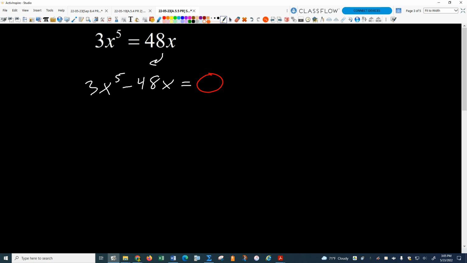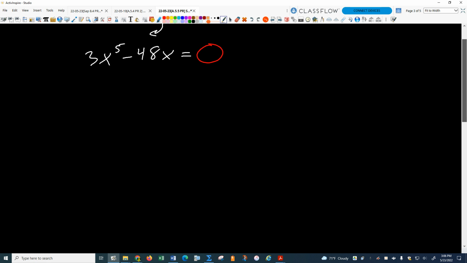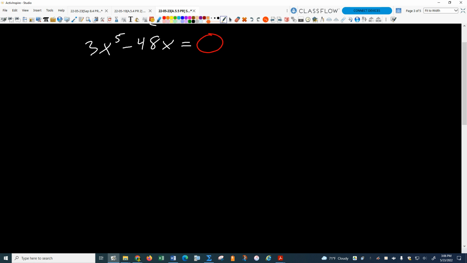Okay, now what? Now we've got to factor, right? When we're factoring, what do we always try to do first? It doesn't always work, but we always want to try to do something. Greatest common factor. Yeah, we want to see if we can undistribute a greatest common factor. Okay, can I? Is there a GCF here I could undistribute? Yeah, I could take out a 3x, couldn't I?